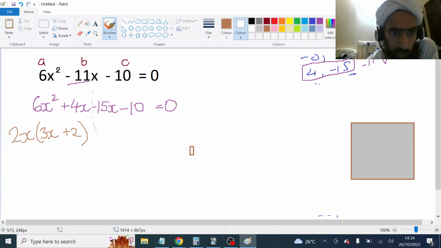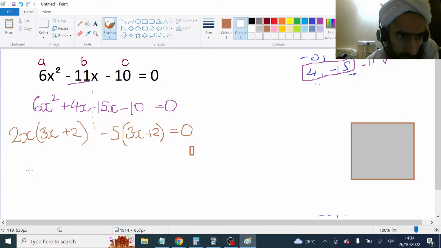Now go on to the right-hand side. Just looking at the right-hand side, common factor of minus 5. No common factor of x. And then it would be 3x plus 2. You know you've done it right if you can get these two brackets to match, which they do.